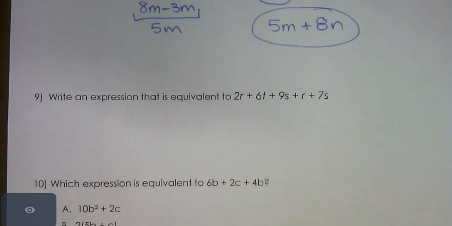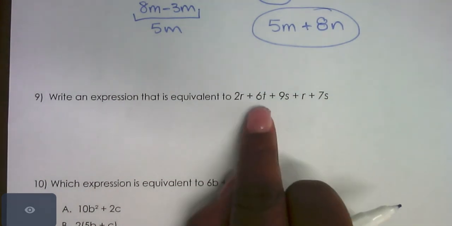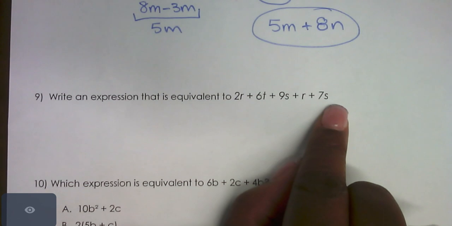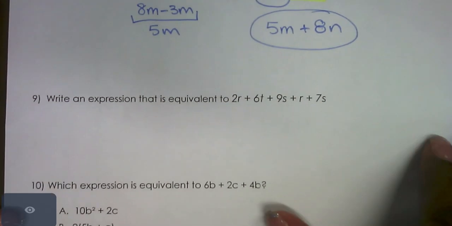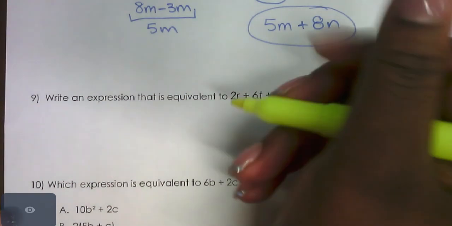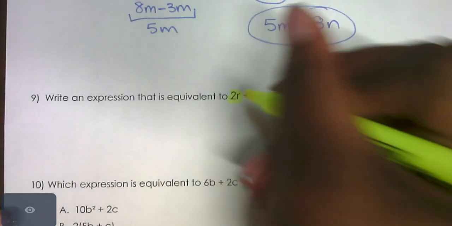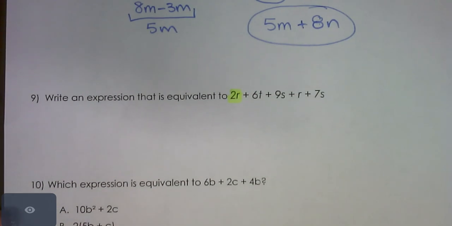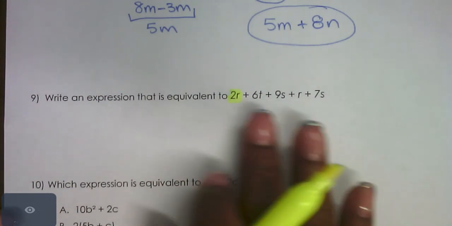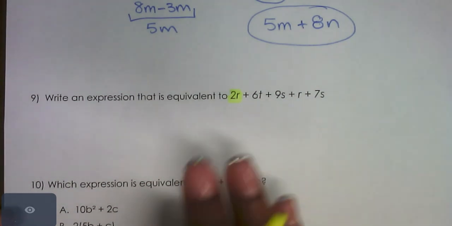Number 9, write an expression that is equivalent to 2r plus 6t plus 9s plus r plus 7s. Do not freak out with this, guys. We're going to take it one step at a time. So let's look at our first term. We have 2r. So we are looking for other terms that are the same. We're identifying what is in common.